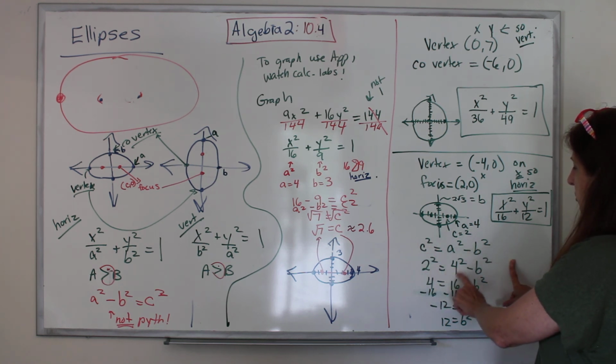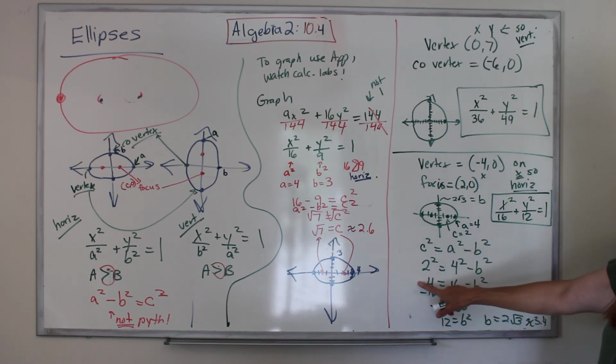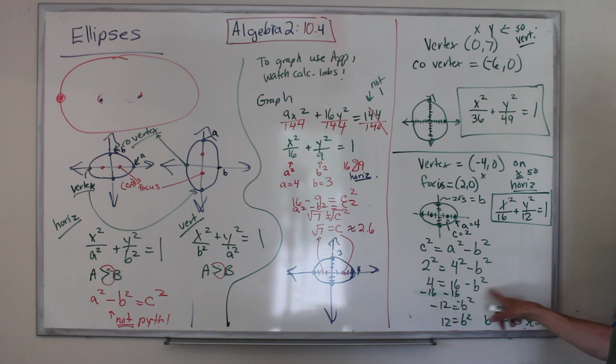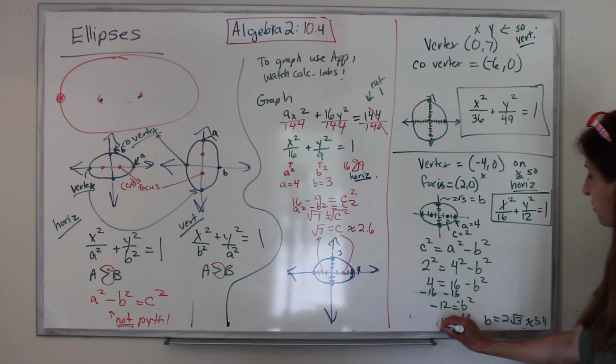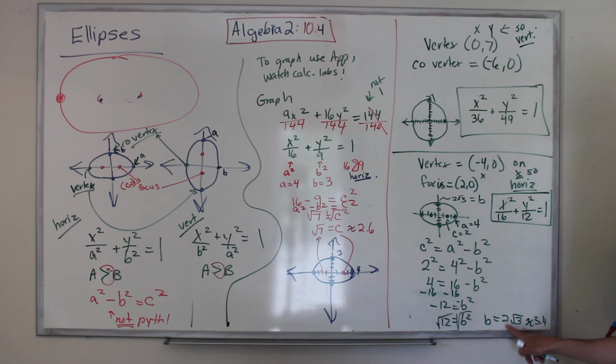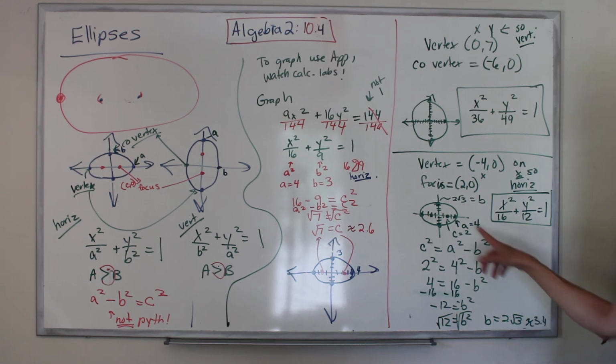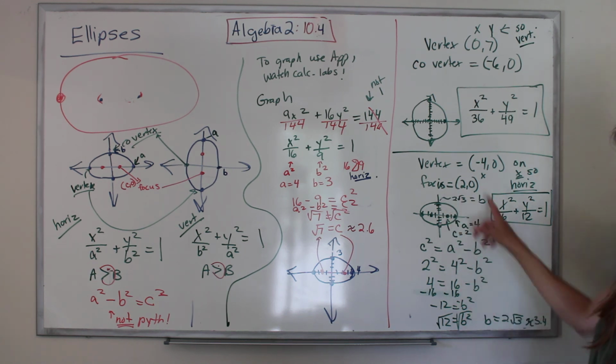So c squared equals 4 squared minus b squared. 4 equals 16 minus b squared. Minus 16 from both sides. Negative 12 is negative b squared. Divide both sides by negative 1 and you get 12 equals b squared. Take the square root of both sides, and b equals 2 times the square root of 3. Nobody knows what that is. Do it on your calculator and see that it's 3.4. Put the dot on both, and there it is.